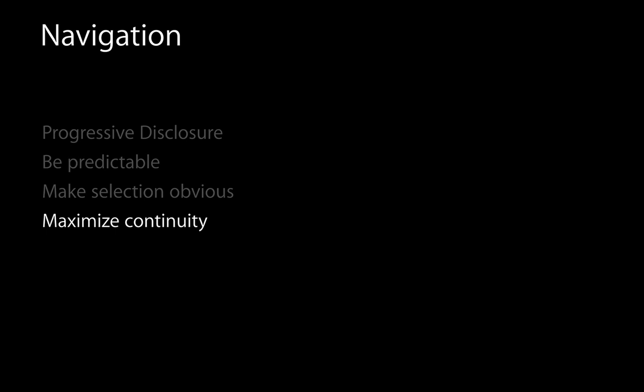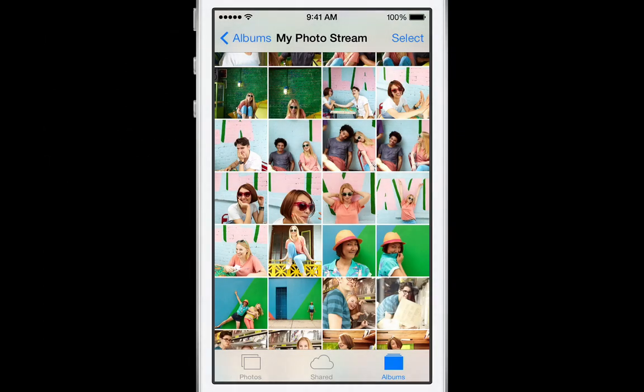Next, navigation systems that are intuitive maximize continuity. Now, in the profession or the world of UI design, we use this word flow all the time. And all it really means is the experience of moving from one place to another, one view to the next, one state to a different state, or section to a different section. And an intuitive navigation system is designed to minimize disruption or maximize continuity by keeping people oriented as they flow through the experience. So let's take an example.